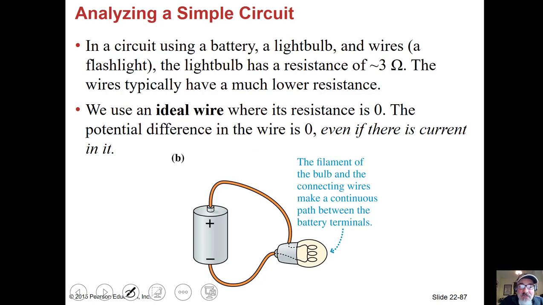As you can see here, this is maybe a better picture. Wire connects to the base part, another wire connects to the side part, and then you can get current to flow through this bulb. So in a circuit using a battery, the light bulb and the wires, the light bulb has a resistance of 3 ohms. Wires, on the other hand, have a much smaller resistance. For all practical purposes, an ideal wire then has no resistance. Wires do have some resistance, but it's really, really small.